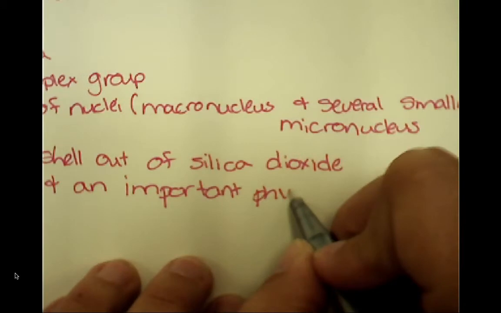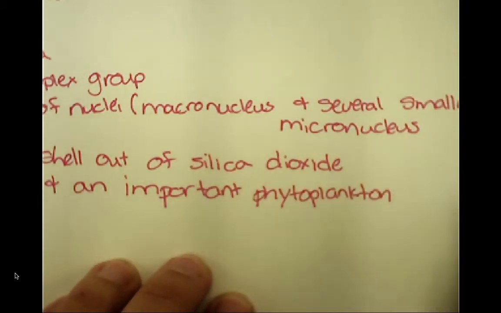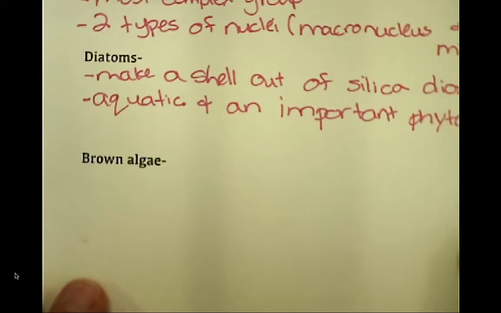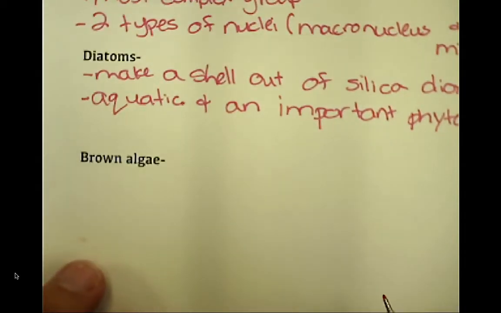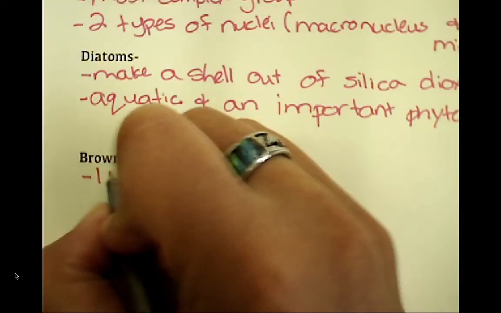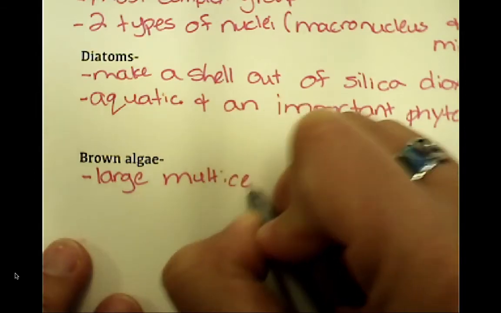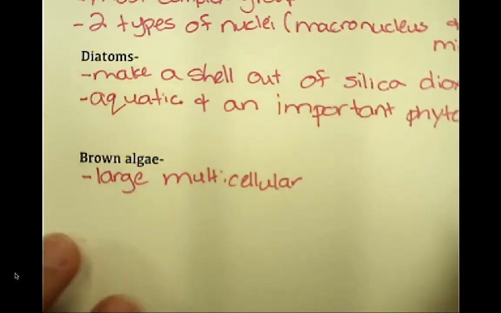An important phytoplankton. Okay. The next group is the brown algae. These guys are large, like giant. In fact, one of them is called giant kelp. They can grow up to 6 feet a day if the conditions are right.